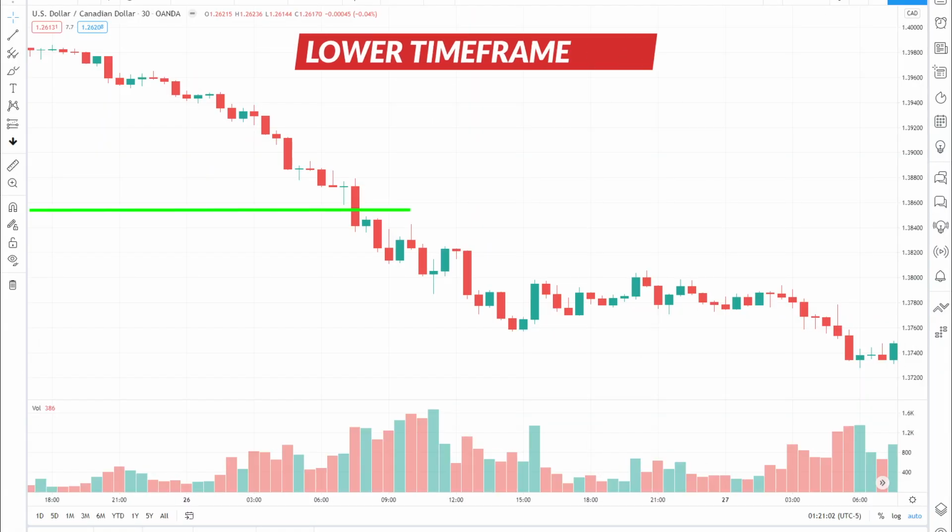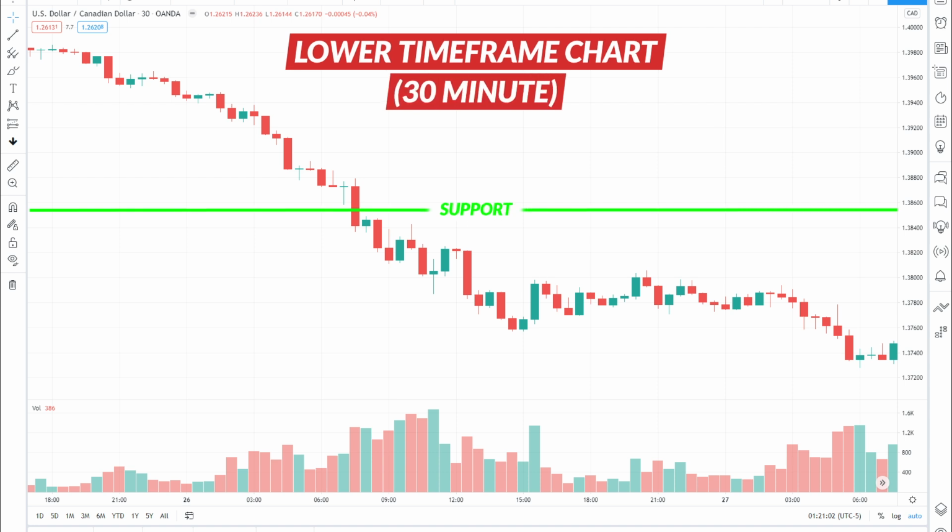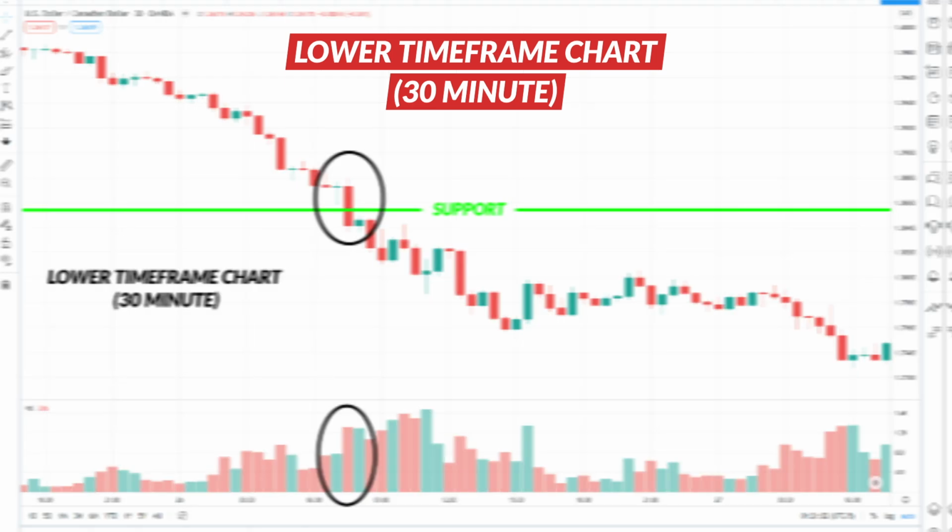A descending triangle is generally a bearish continuation chart pattern. We can confirm that this is a bearish descending triangle forming due to the increase of volume traded as price breaks below the support level.